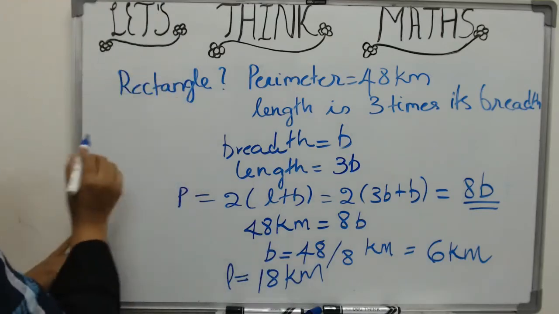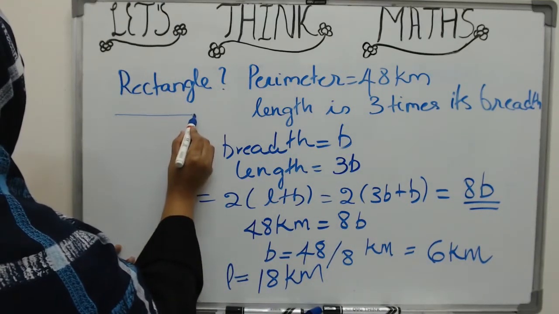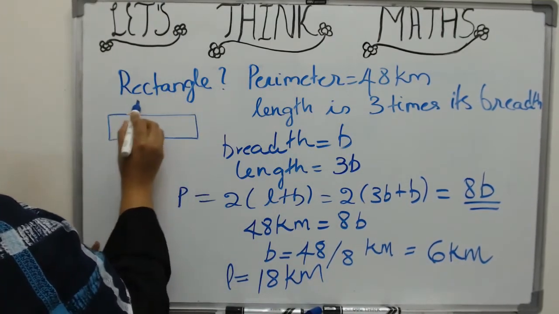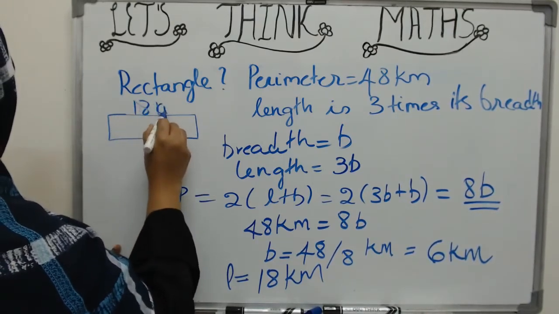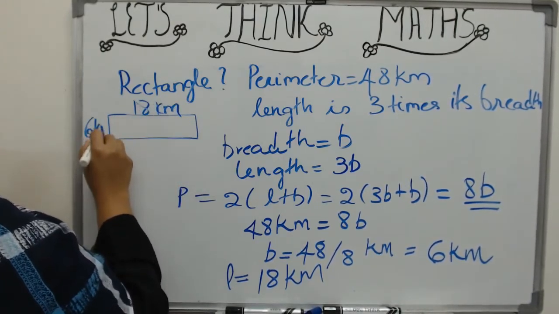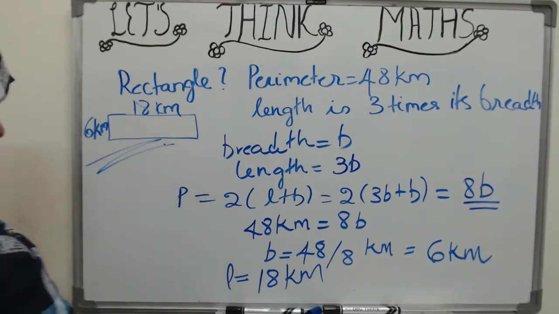So how does this rectangle look? The rectangle will look like this. This will be 18 kilometers and this will be 6 kilometers. This is how it looks.